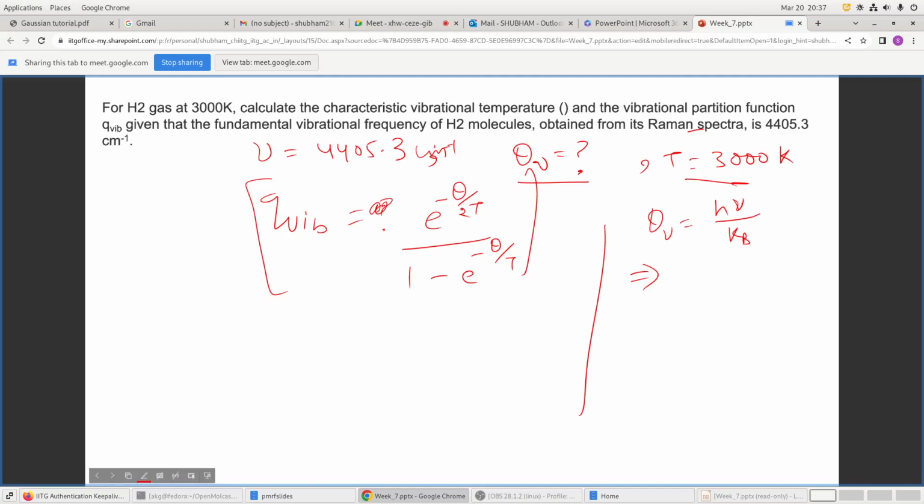So theta is equal to h nu. H nu, we need to calculate this first, and then we'll divide it by kb, and theta v will be in Kelvin. So we can write it as hc by lambda into kb. So this is 6.626 into 10 to the power minus 34. C is 3 into 10 to the power 10 centimeter per second.